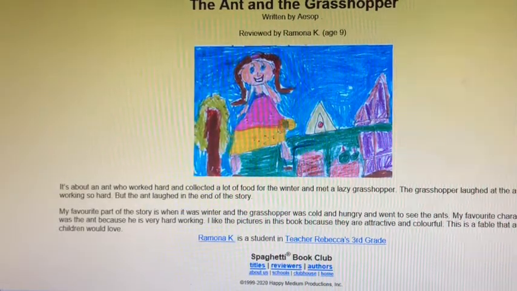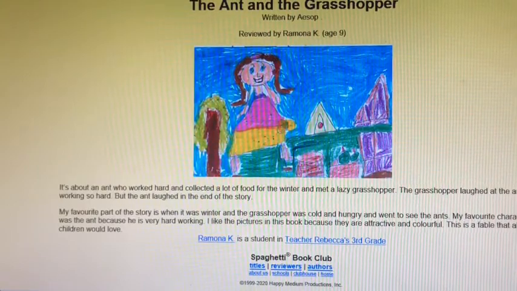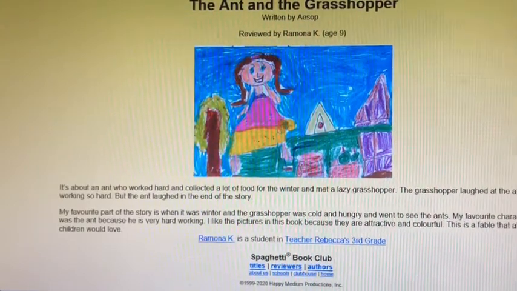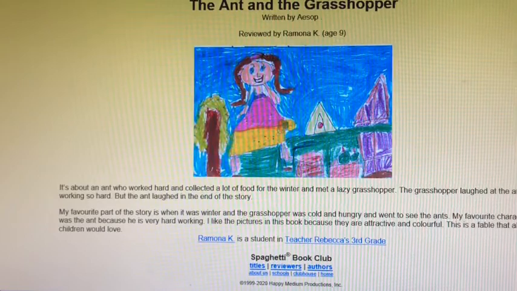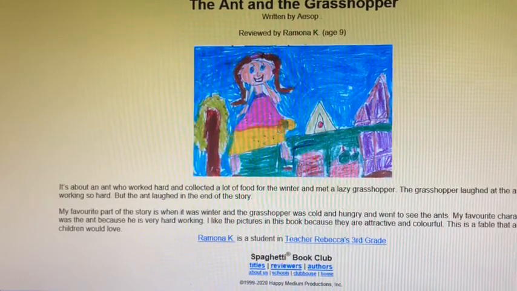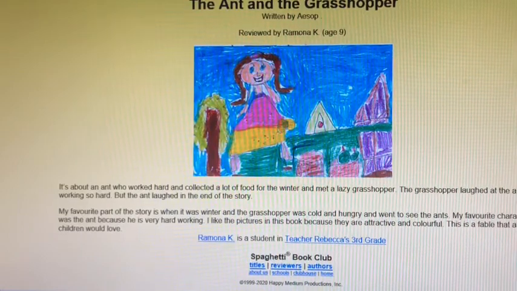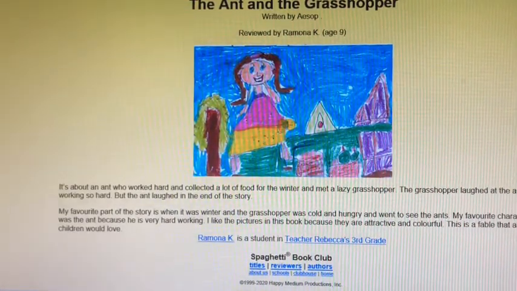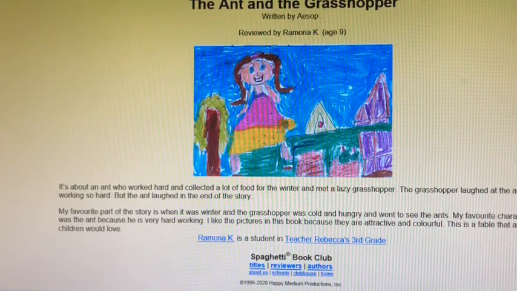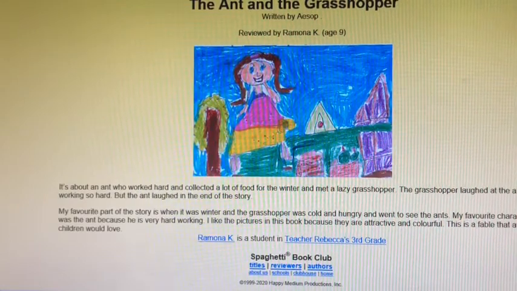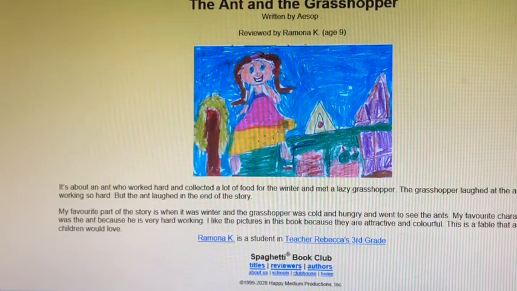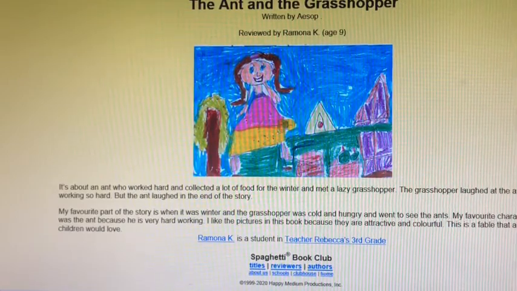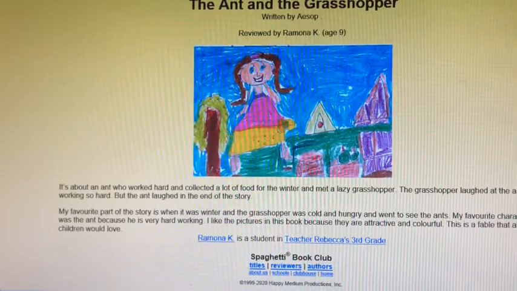Now what's really, really good about this website is that these are book reviews written by children of all different ages. So if we have a look at this one, The Ant and the Grasshopper, this was reviewed by Ramona and she's 9. So she starts off with telling us what the book is about. It's about an ant who worked hard and collected a lot of food for the winter and met a lazy grasshopper. The grasshopper laughed at the ant for working so hard, but the ant laughed in the end of the story. Then she talks about what she likes.